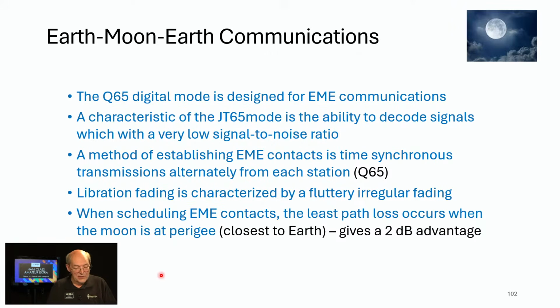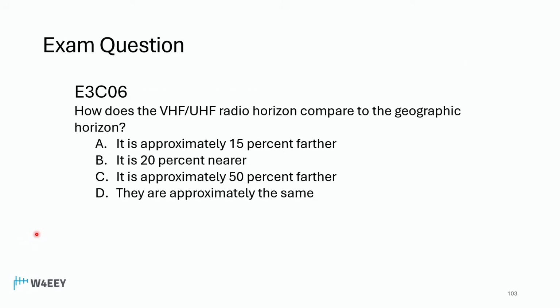And when scheduling EME contacts, the least path loss occurs when the moon is at perigee, closest to the Earth. Gives a 2 dB advantage. Now notice there's 5 different questions on EME. You're only going to get one, if any, but hopefully you've absorbed that as we've talked through it. And on to some questions.